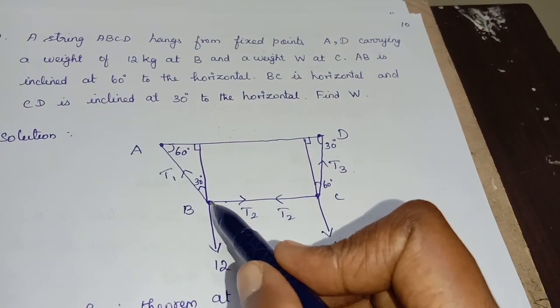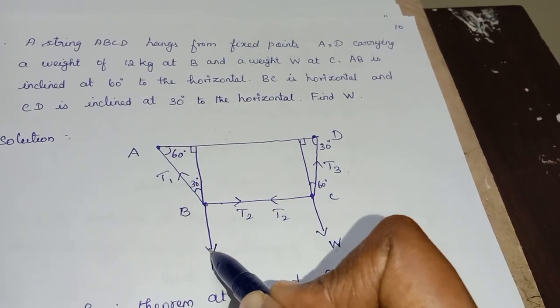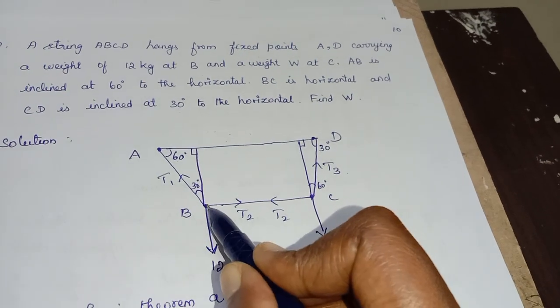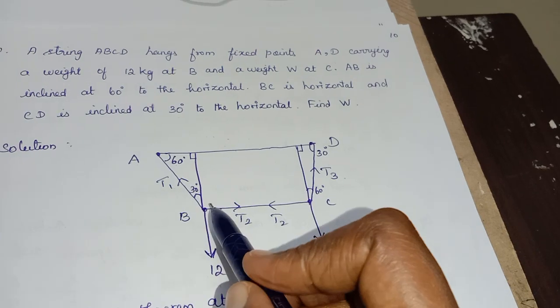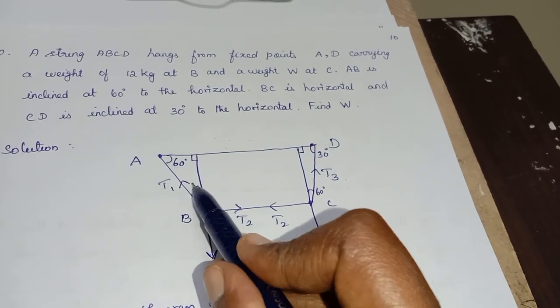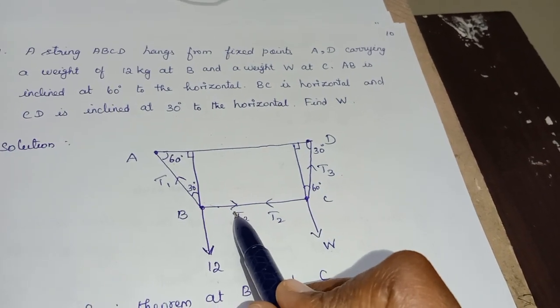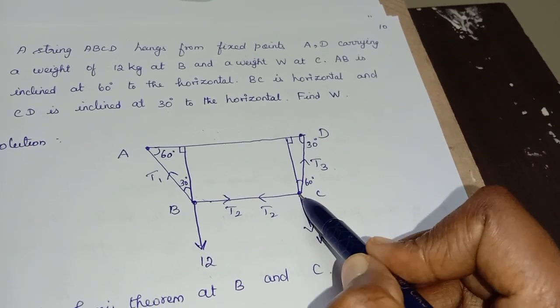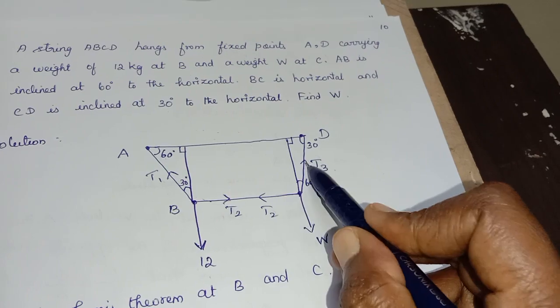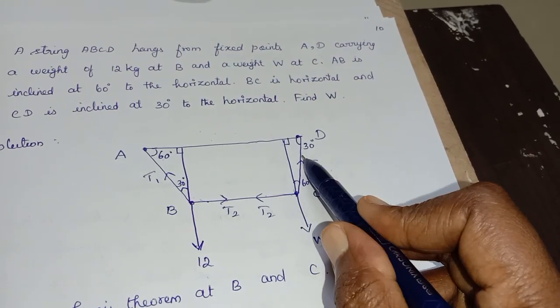Whenever at this point I am hanging one weight, so this weight is one force. Because of this weight, a tension is created on both sides of the string, right? This side let it be T1 and this side let it be T2. Okay, and similarly I am hanging weight W at the point C, so it will create tension along both sides of the string. Let this be T2 and this be T3.